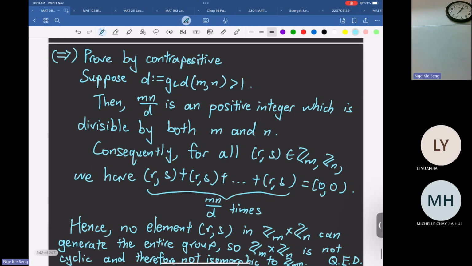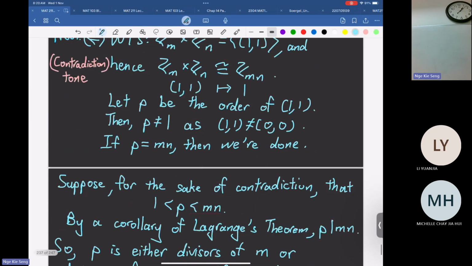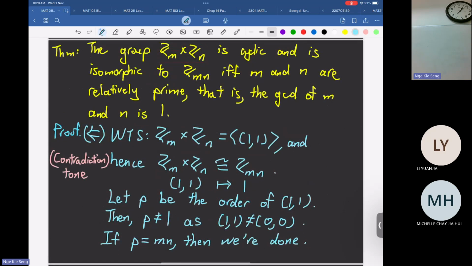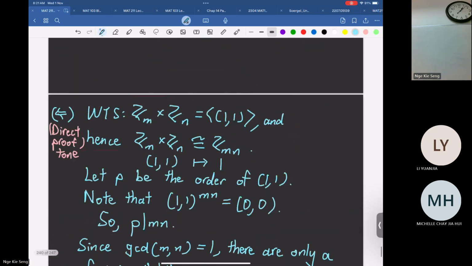Okay, so the other direction is what I was a bit confused about last time. This direction is proving that if the product group is cyclic, then the GCD is 1. How do we prove this? We prove this by contrapositive. Last time I just directly said why the GCD should be 1 or why it is generated by (1,1). But you can prove it by contrapositive, meaning suppose that the GCD of m and n is not 1. Then I want to show that the product group is not cyclic. This is the contrapositive part of this proof.